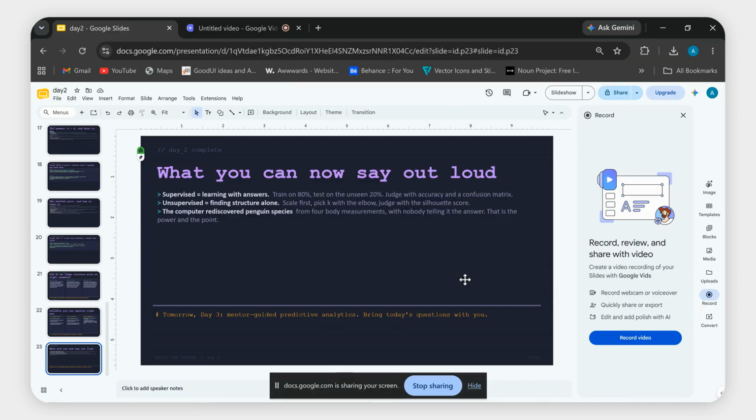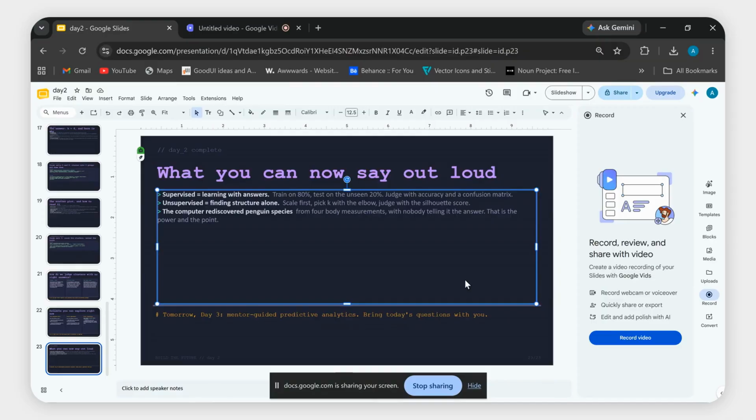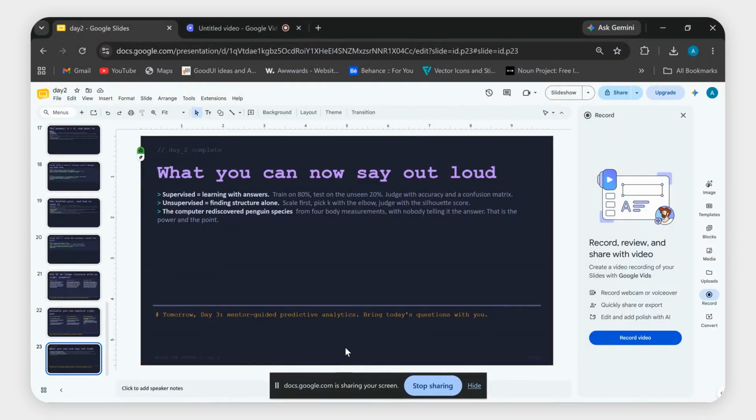We scale first, we pick the k with the elbow, we run k-means, and we judge with the silhouette score. And the thing that should stick with you is that the computer took 4 body measurements from 333 penguins. Nobody told it that there were 3 species, and it mostly found them anyway. That is what makes machine learning powerful. It finds patterns that would probably have taken me a whole day or weeks to spot normally.